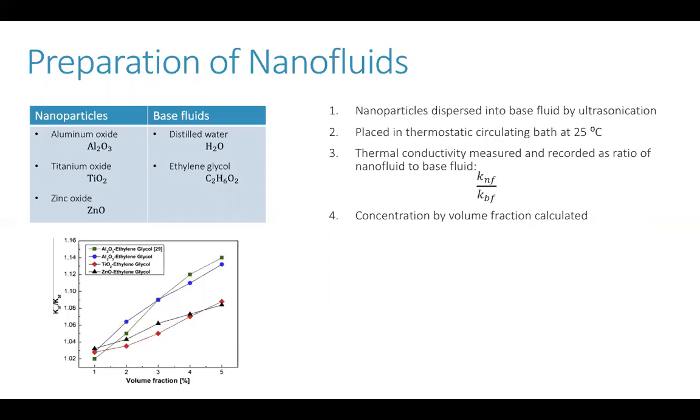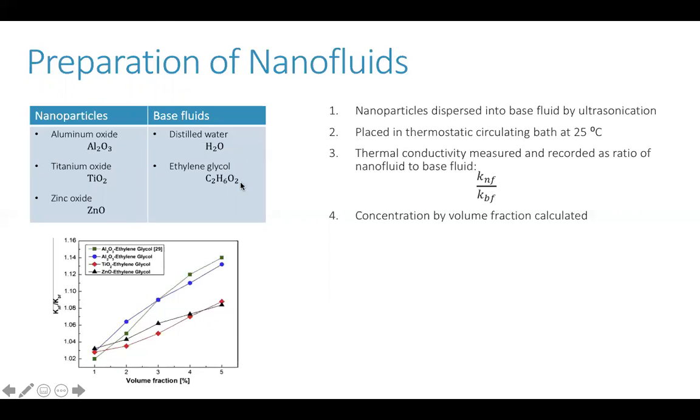And then finally, they determined the concentration of each of the nanofluids, which ranged from 1 to 5% with increments of 1. And then here in the figure at the bottom left, we see the relationship between the concentration and the thermal conductivity of each of the nanofluids.